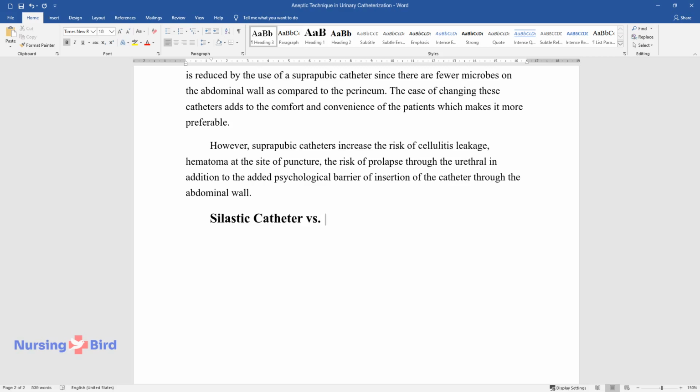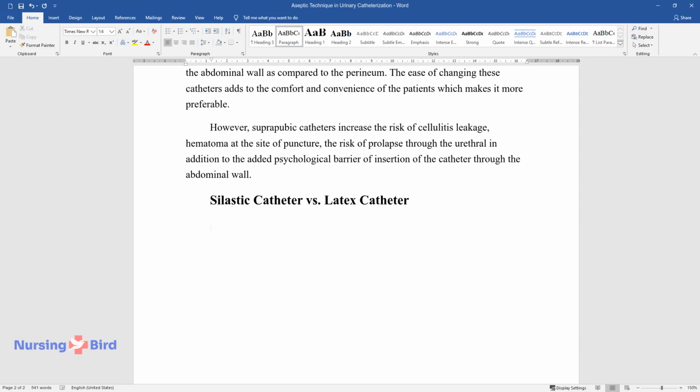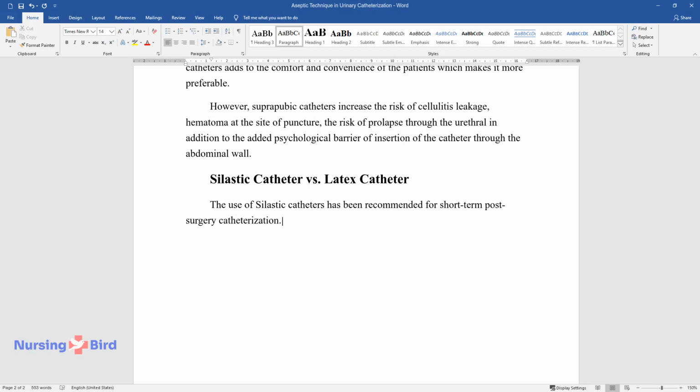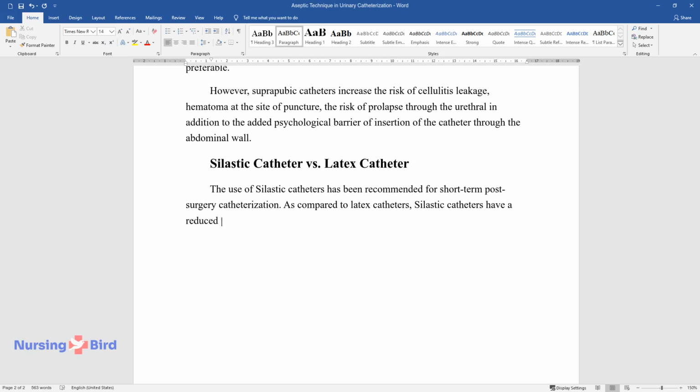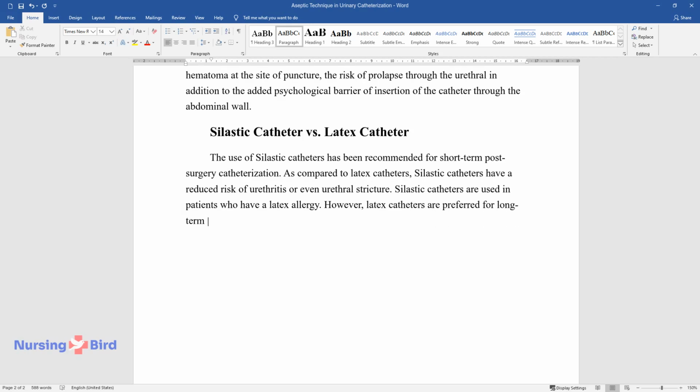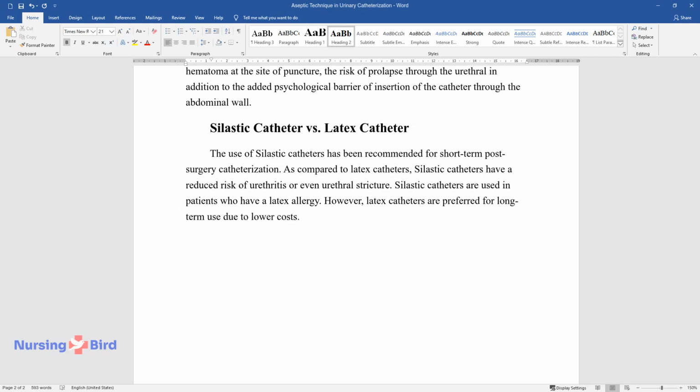Celastic catheter versus latex catheter. The use of celastic catheters has been recommended for short-term post-surgery catheterization. As compared to latex catheters, celastic catheters have a reduced risk of urethritis or even urethral stricture. Celastic catheters are used in patients who have a latex allergy. However, latex catheters are preferred for long-term use due to lower costs.